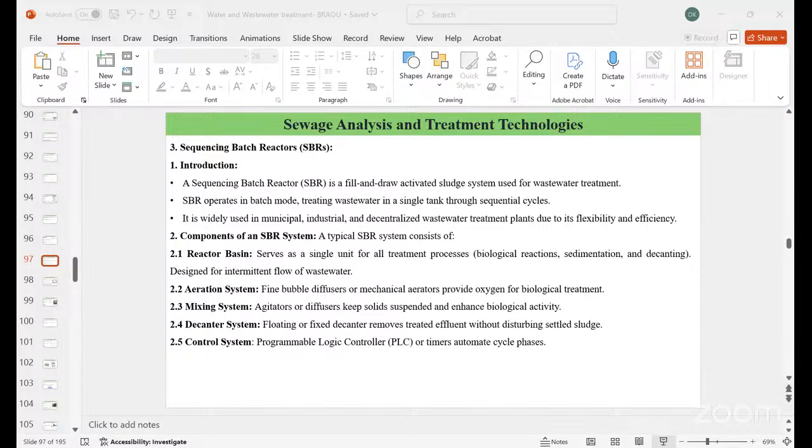So coming to ultraviolet disinfection, this is another kind of disinfection where UV light, specifically UVC, which ranges from 200 to 280 nanometers, damages the DNA of the microorganisms, preventing them from replicating. The advantages are that it is effective against a wide range of pathogens, including chlorine-resistant organisms like Cryptosporidium and Giardia, no DBPs are formed, and it is relatively low in maintenance. The disadvantages are that it requires clear water.